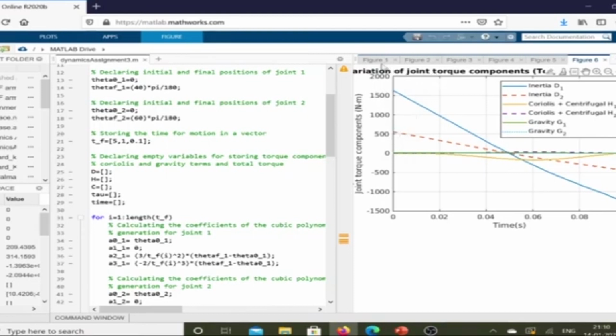Now let's go to the other end of the spectrum and see what happens for the very slow speed of 5 seconds.